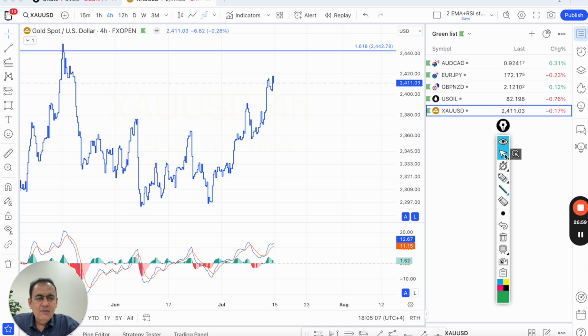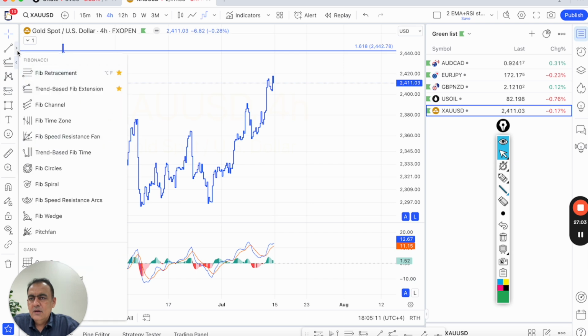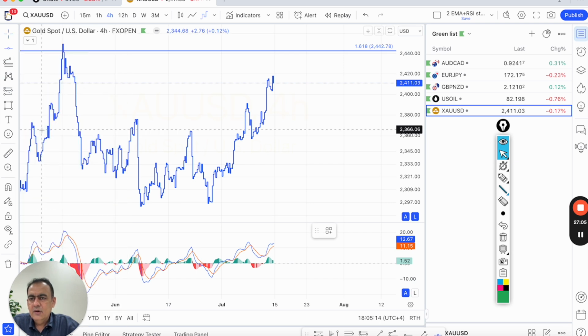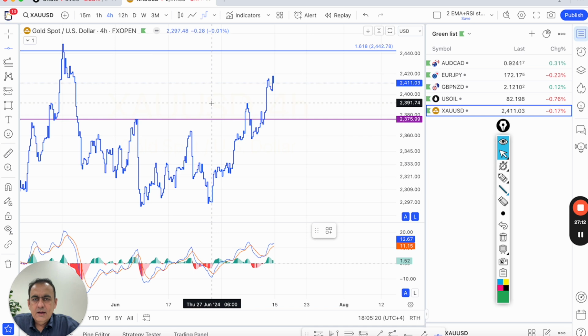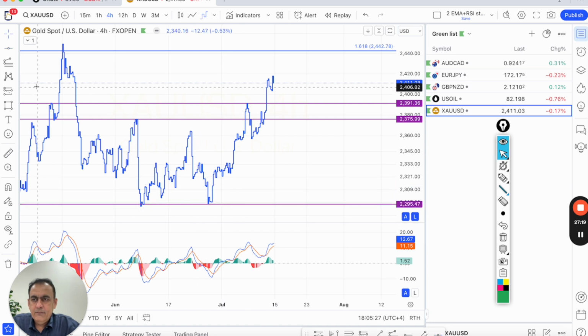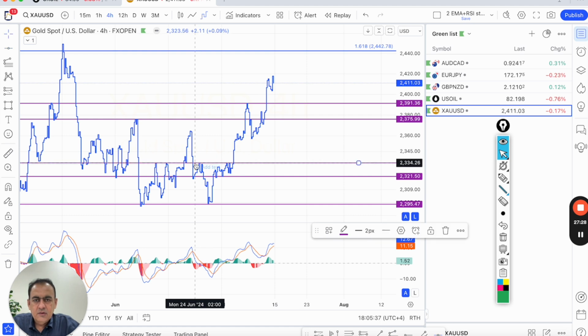Now the important levels which I'm going to mark on 4-hourly chart are, give me a second here, I'll use the horizontal line tool. So here we have an important level at 2375 and 2391, followed by 2295. This was the short-term consolidation in between, around 2321, 2335. So these are the important levels of support.